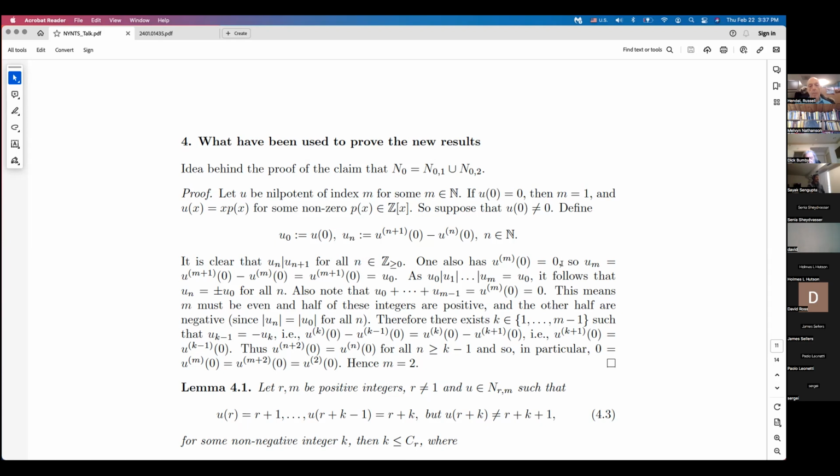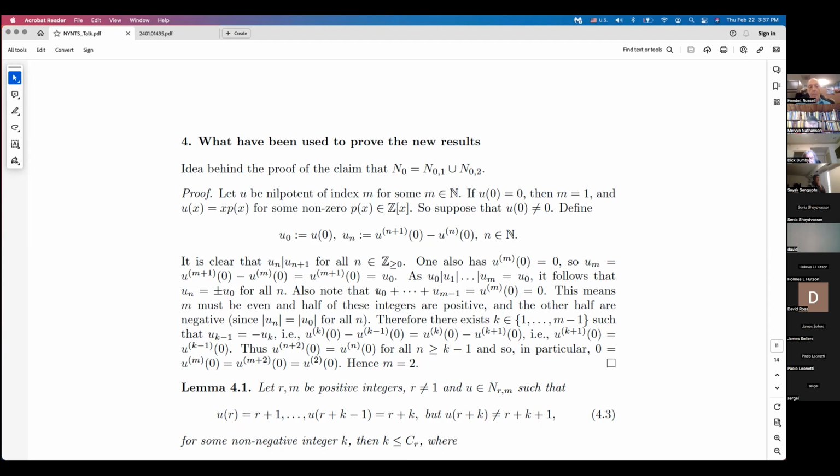One can also check that um is equal to u0, which is U of 0, because by hypothesis, this is nilpotent of index m. So what we have shown until now is this. We have this chain of divisibility relations. U0 divides U1, U1 divides U2, and so on. Um minus 1 divides and is actually equal to the starting one. So that basically means that un is exactly either plus u0 or minus u0. The magnitude has to be the same for each n.